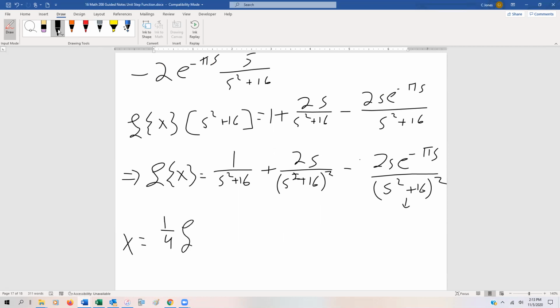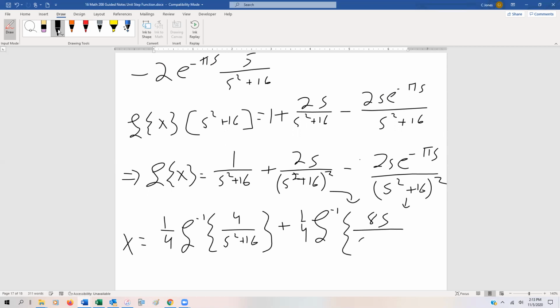So 1/4 inverse Laplace of 4 over s squared plus 16. That's a pretty easy one. We need to get an 8 in the numerator, and so to get an 8 in the numerator, we have to multiply by a fourth and 4. So this is going to be 1/4 L to the minus 1 for this guy right here, 8s over s squared plus 16 quantity squared. So that one's nice and easy right now.